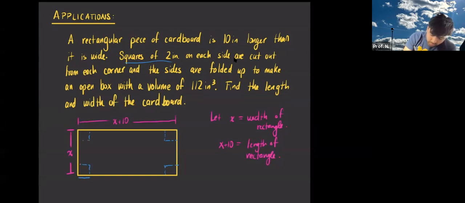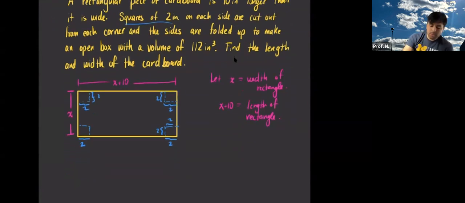And again, each of these squares is 2. Each of these squares, the sides are 2, 2, 2. This is 2. This is 2. This is 2. This is 2, right? And there's squares. And then what happens after we cut out those squares? So we cut them out. They're not there anymore.